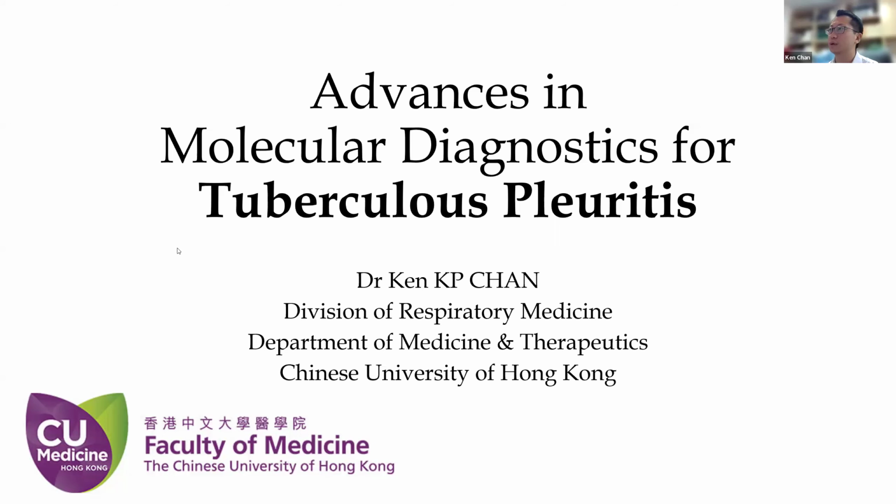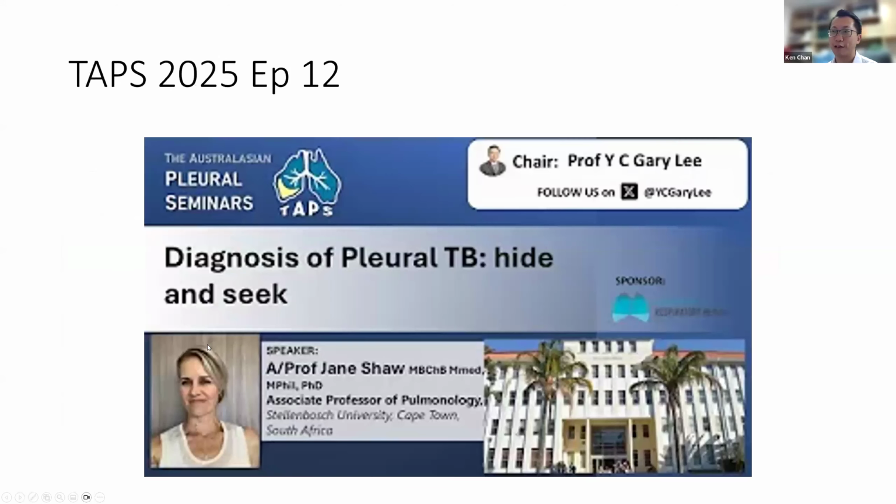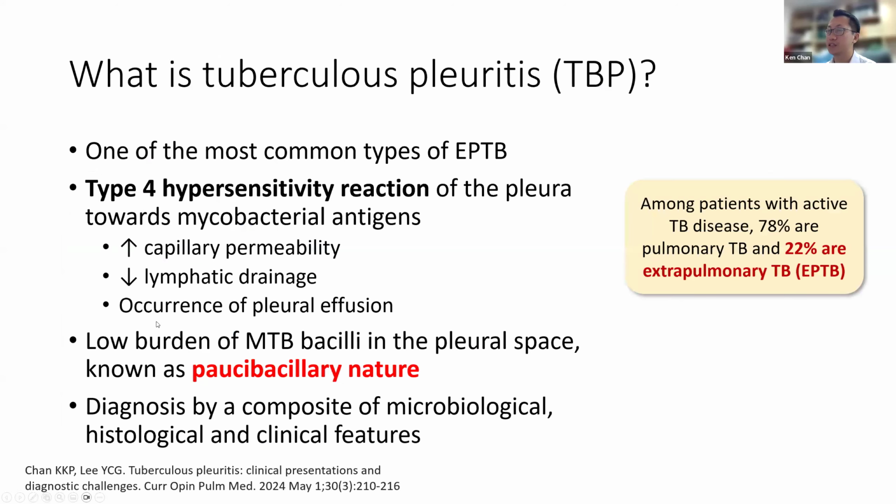Now, today I would like to share about the advances in molecular diagnostics for tuberculous pleuritis. In Hong Kong, we do have an intermediate burden of TB, so we need something that's accurate to include or exclude this diagnosis. So here are my disclosures, nothing related to the current talk. Now, I will just skip all those basic things about TB pleuritis, or in short TBP. If you want to know more, I advise you to go back to the TAB series about it by Jane Shaw, available on YouTube.